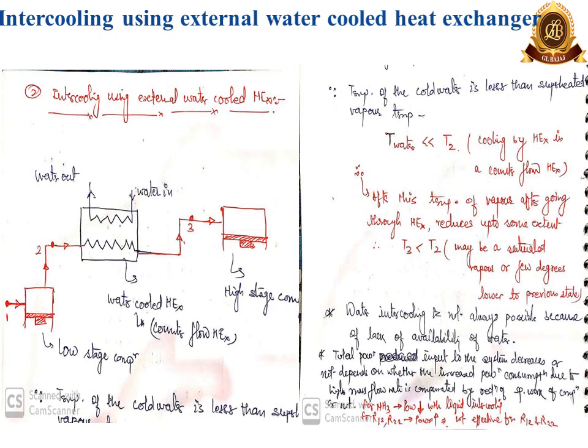Again, whether the total power input to the system decreases or not depends on whether the increased power consumption due to the high mass flow rate is compensated by the reduction of specific work of compression or not. If it is an ammonia refrigerant, the power consumption reduces with liquid intercooling, while if it is refrigerant R12 and R22, the power consumption is increased, and hence liquid intercooling cannot be preferred for R12 and R22.